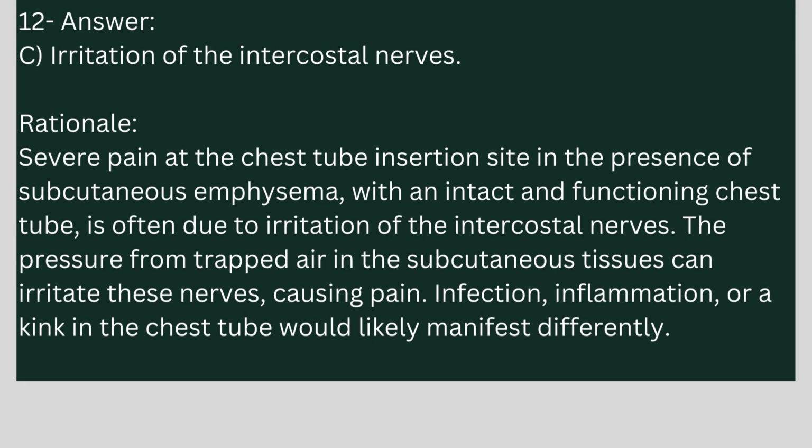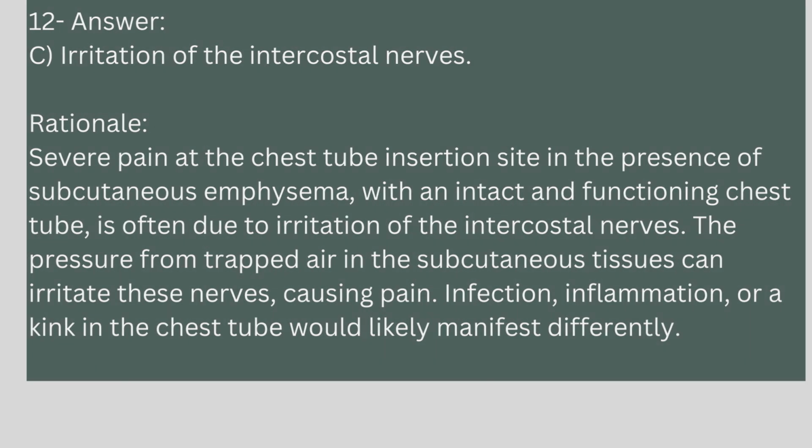Rationale: severe pain at the chest tube insertion site in the presence of subcutaneous emphysema with an intact and functioning chest tube is often due to irritation of the intercostal nerves. The pressure from trapped air in the subcutaneous tissues can irritate these nerves, causing pain. Infection, inflammation, or a kink in the chest tube would likely manifest differently.